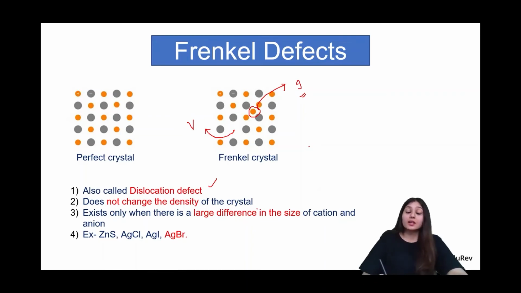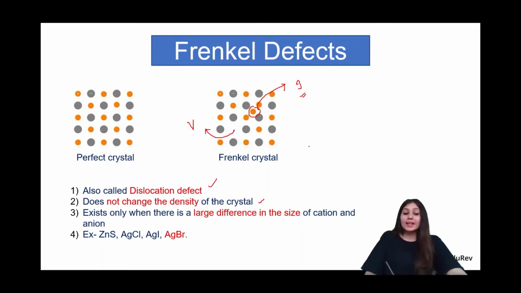Second thing is, it does not change the density. Why will it change the density? Because density depends upon mass and volume, and there is no change in mass. Whatever the mass was initially, it's still that mass only, because it's just a dislocation, not a complete vacancy. It's a dislocation from one point to another, so the mass is exactly the same. So density, of course, is not going to be affected.